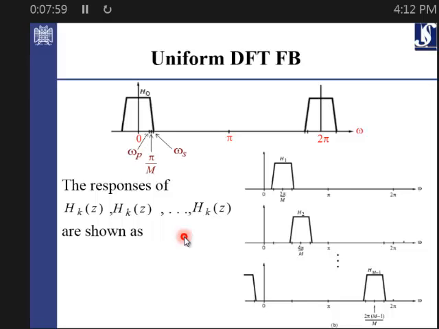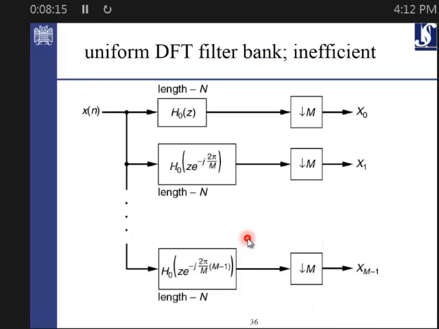You design one filter as a prototype, and then you shift it for the entire band based on the number of the channels that you want, for example, M channels. Then you know how to go for the rest of the filters. That's called the uniform DFT filter bank. Again, just like any other filter banks, we have a design idea and then we have an implementation idea. For the design, we already saw the critically decimated filter bank, QMF filter bank, and now uniform DFT filter bank. But again, in implementation, we can have polyphase structure to be faster.